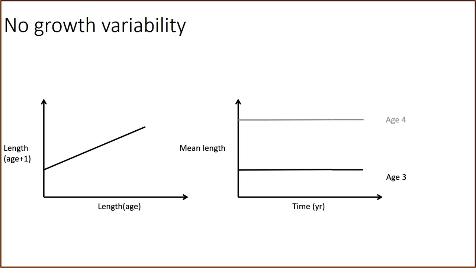This is assuming there's no measurement error, which we know there is, so it wouldn't look this flat in the real world, but assuming you have perfect information, you would just see a flat line over time if there was no growth variation in the mean length at age plot.